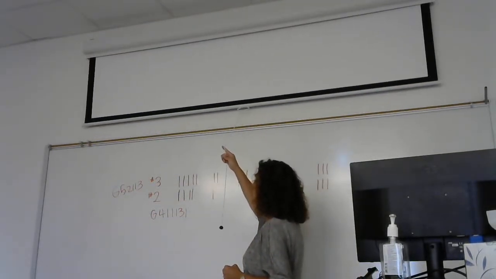All right, so stroke volume, heart rate, and cardiac output all have a relationship.